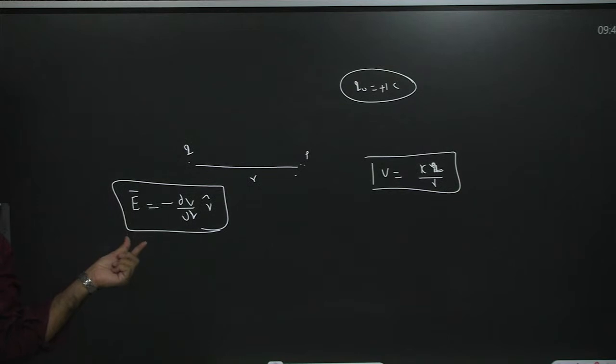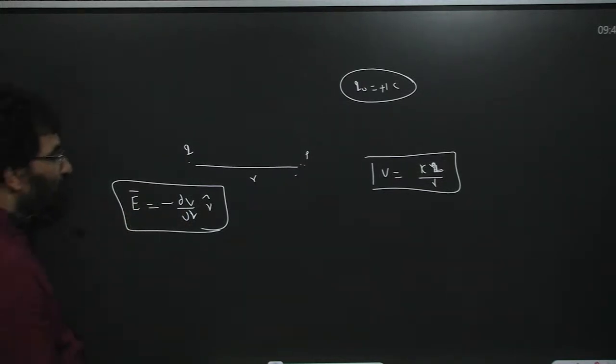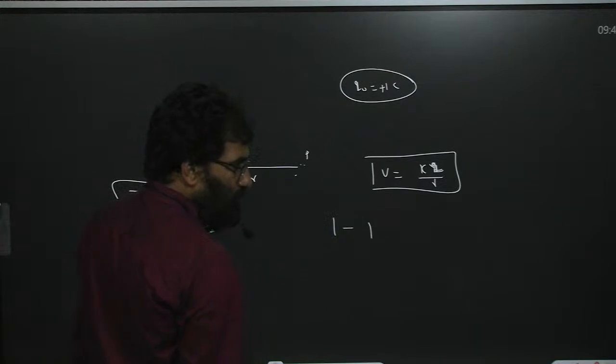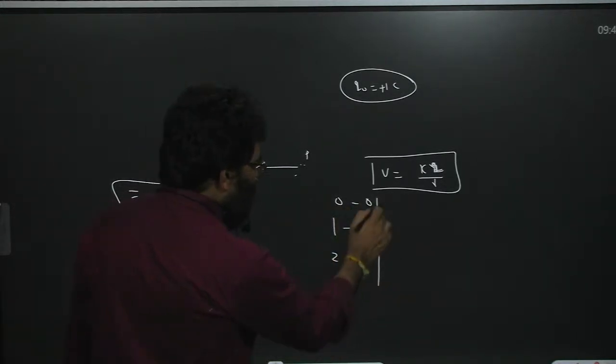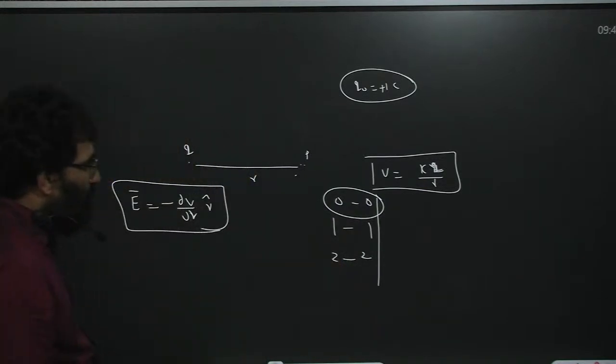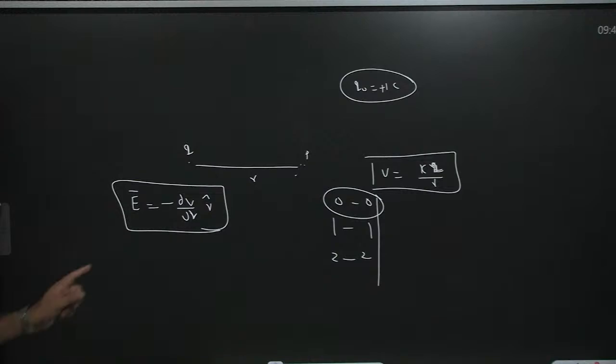Electric field is 0 means what? dr is not 0, so the potential difference is 0. Potential difference 0 means 1 minus 1 is 0, 2 minus 2 is 0. We are getting potential difference 0, which means the potential is not 0, the potential is constant. If potential is constant, then the electric field will be 0 inside.